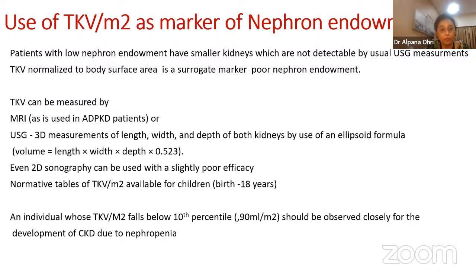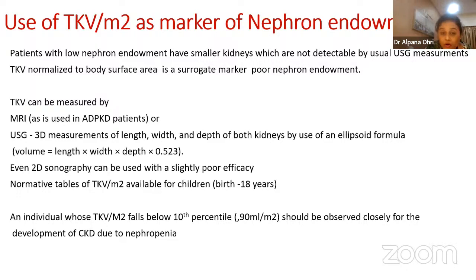Use of TKV for measuring nephron endowment. Now, patients with low nephron endowment have smaller kidneys, which are not detectable by usual USG measurements. TKV normalized to body surface area is a surrogate marker of poor nephron endowment. It can be measured by MRI, and this is done very often in AD-PKD patients. They are monitored with TKV measurements, or it can also be measured with USG if we use 3D measurements of length, width, and depth using the ellipsoid formula, or even 2D sonography, which is done very often, using calculations, although accuracy is a little less.